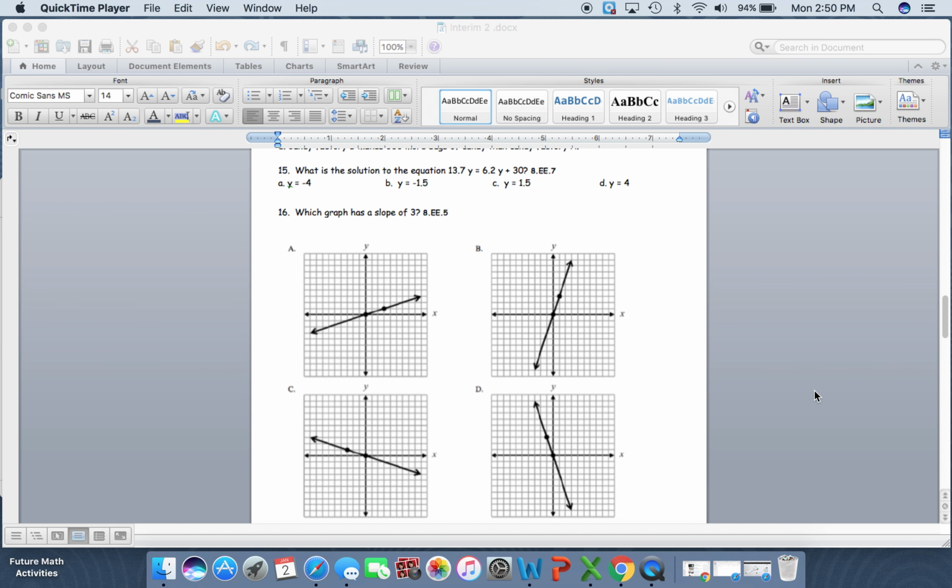Number 15. What is the solution to the equation 13.7y equals 6.2y plus 30? A. y equals negative 4. B. y equals negative 1.5. C. y equals 1.5. D. y equals 4. Number 16. Which graph has a slope of 3?